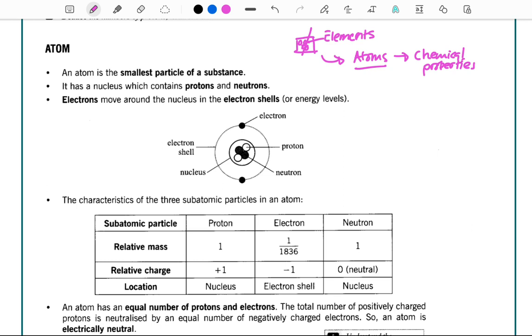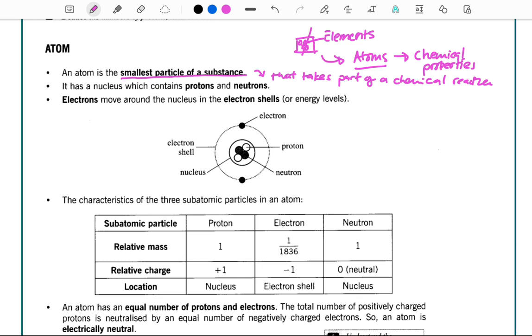So an atom has its own definition, which is our first point. The definition is that an atom is the smallest particle of a substance. And others would then say that it is the smallest particle of a substance that takes part in a chemical reaction. So the smallest particle of a substance that will take part in a chemical reaction is what we know as the atom.